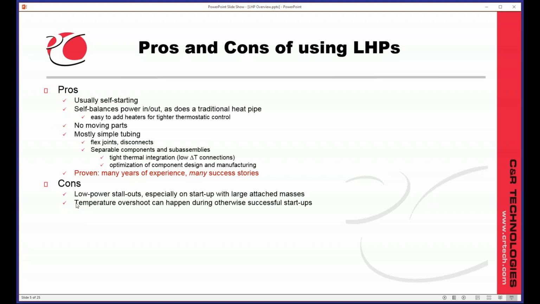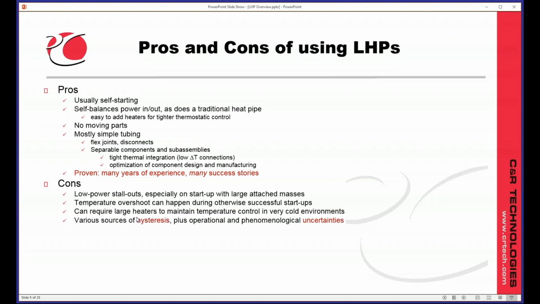Even if it does start successfully, you can get some temperature overshoots starting or during startup, so that it starts, but it did so by going to a temporarily high temperature that you may find disturbing or that violates your design requirements. Another potential negative to them is that they are easy to regulate, but it can require fairly large heaters to do so. So the thermostatic control of them can come at a price. We'll talk a lot more about those things later.